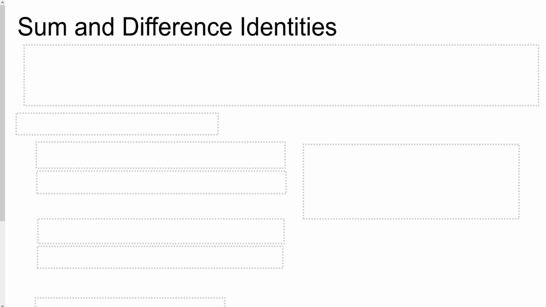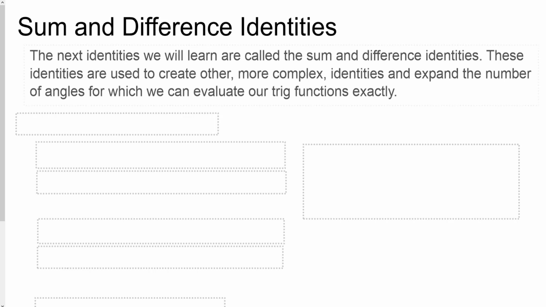In this lesson, we're going to talk about the sum and difference identities. The next identities we will learn are called the sum and difference identities. These identities are used to create other, more complex identities and expand the number of angles for which we can evaluate our trig functions exactly.